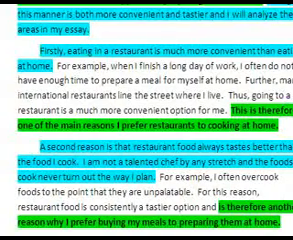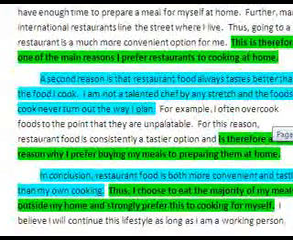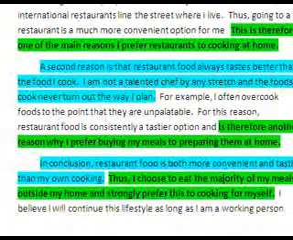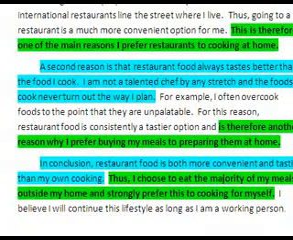Okay, second supporting paragraph. A second reason is that restaurant food always tastes better than the food I cook. I am not a talented chef by any stretch, and the foods I cook are unpalatable. So I mark this in blue because this is linking back to what was presented in our outline sentence in the introduction paragraph. For example, I often overcook foods to the point that they are unpalatable. For this reason, restaurant food is consistently a tastier option and is therefore another reason why I prefer buying my meals to preparing them at home. Again, I mark this in green because this is linking to the thesis.